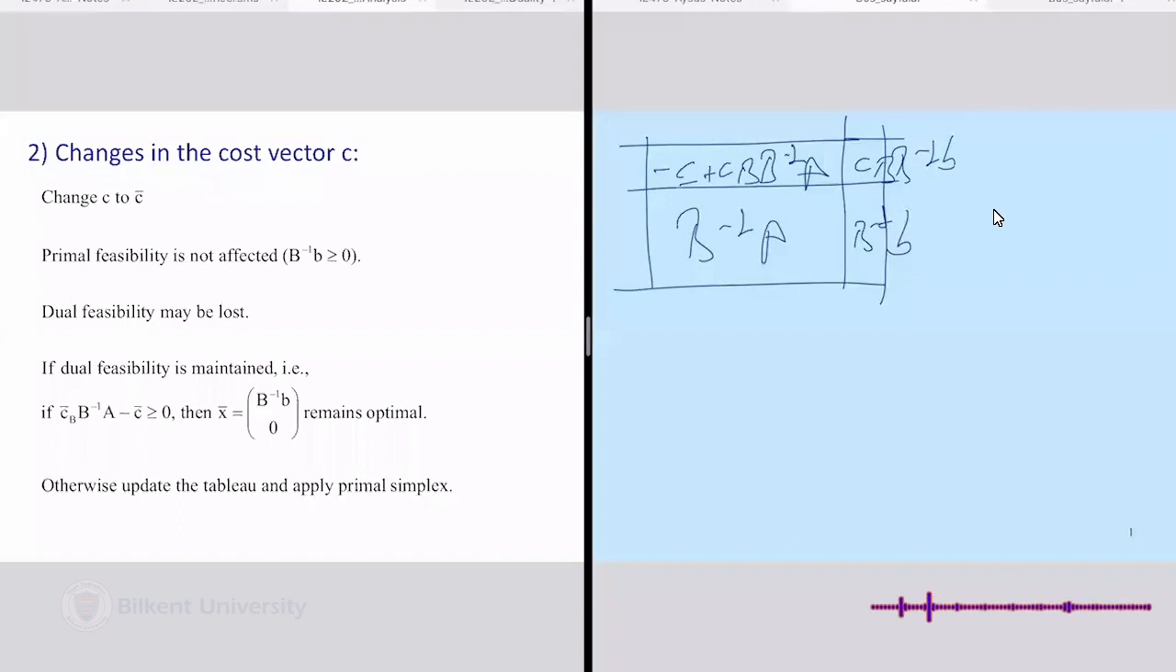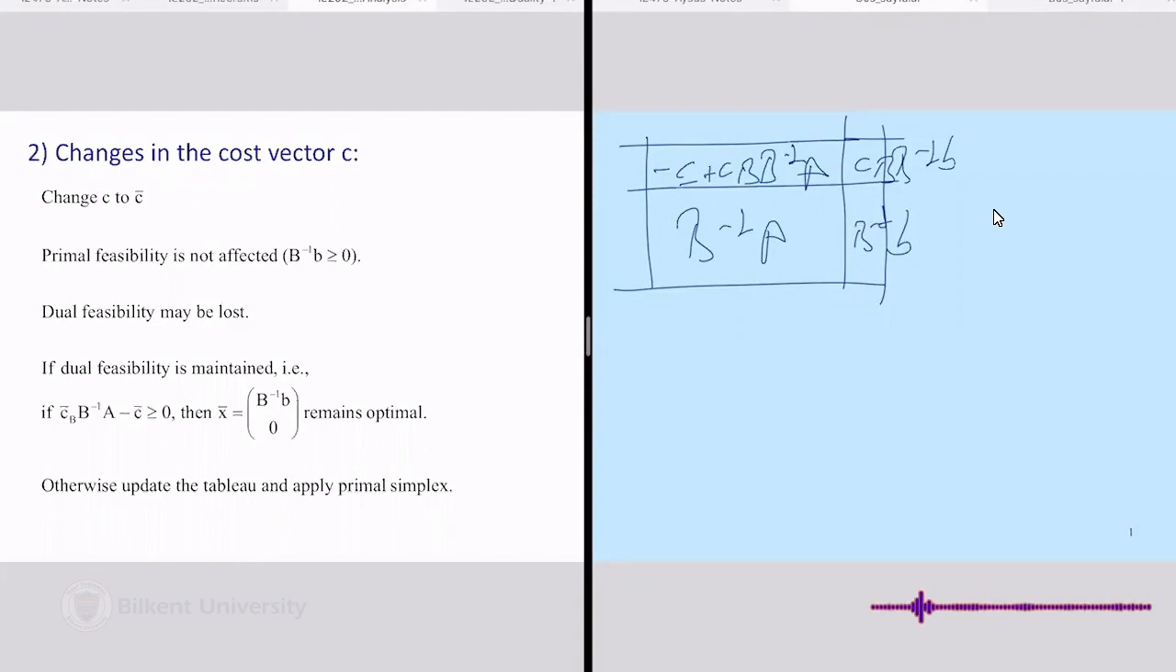Right to the chat room immediately. Where do I see C? What happens? Which feasibility do I lose? May I lose? If I change the objective function coefficients. Yep, I'm getting very good answers. Thank you very much. You can still write it there because the chat room is going to be saved anyway.